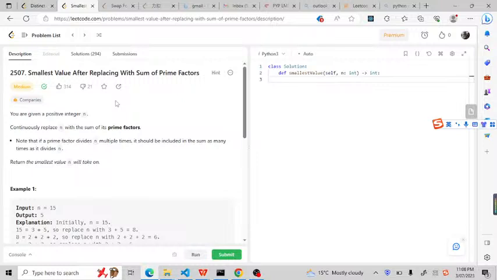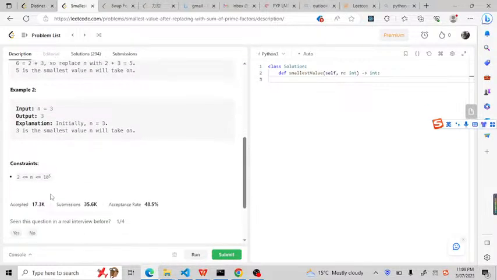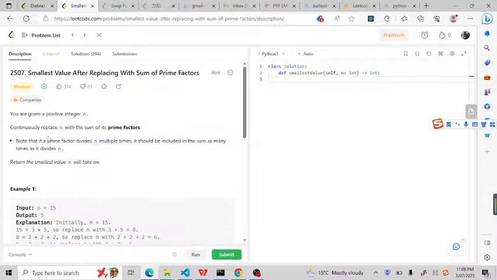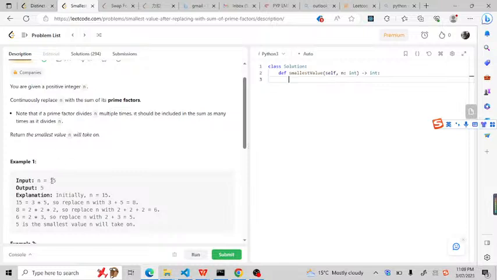Today, let's solve a Leetcode problem, number 2507, smallest value after replacing with the sum of prime factors. You are given a positive integer n, so the range of n is from 2 to 10 to the power of 5. Continuously replace n with the sum of its prime factors. This means you need to replace it with the sum of its prime factors.